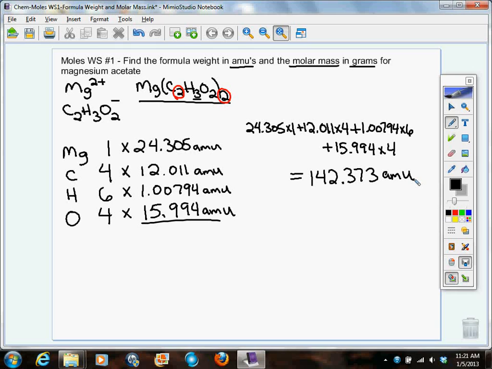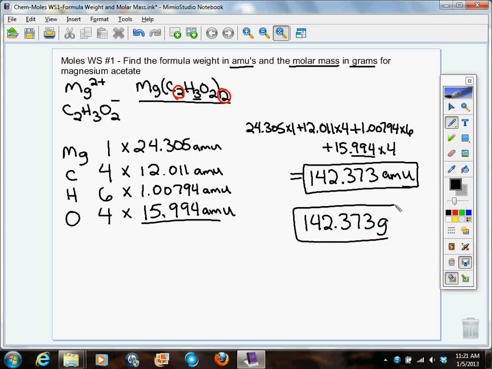Now, since I'm adding them together, I cut off for sig figs at the least precise number, which is 3 digits behind the decimal point. So that would be one answer. Now, what is the molar mass of this? Well, if I have 1 mole of it, all it does is convert AMUs to grams. So this here is the molar mass, which is in grams, and this is the formula weight, which is given in AMUs. Notice the same number.